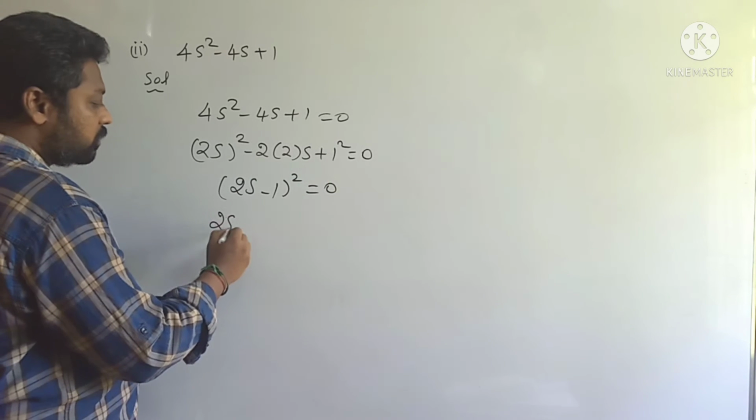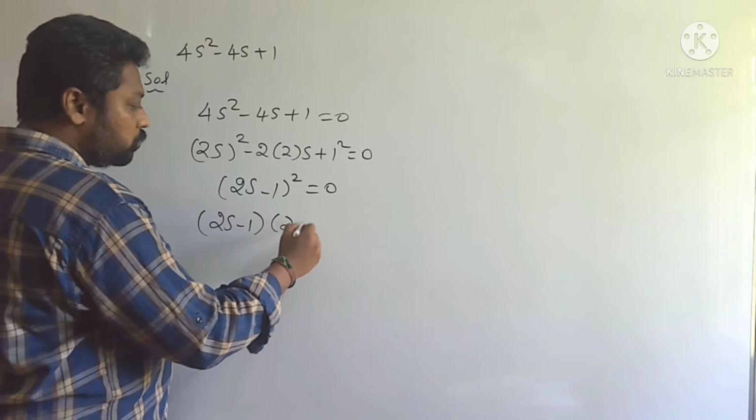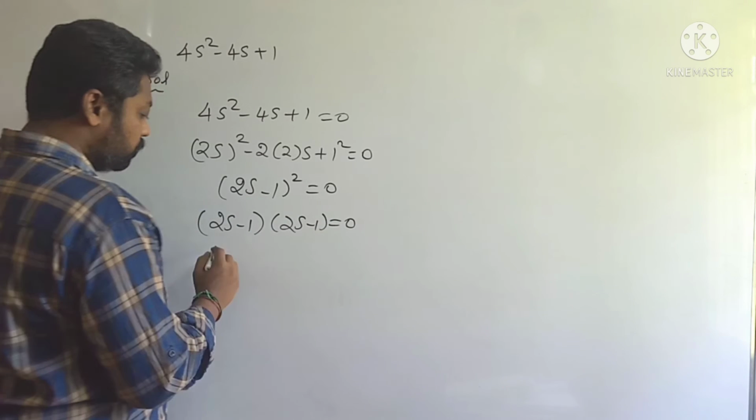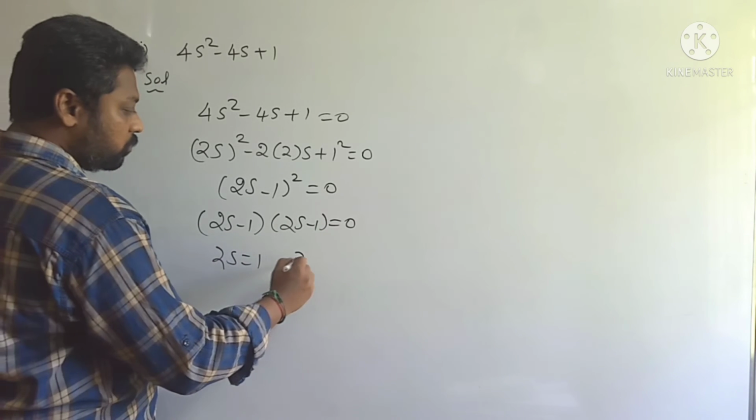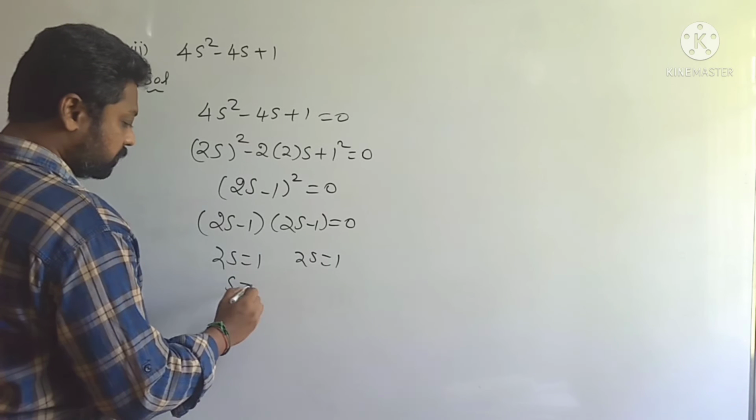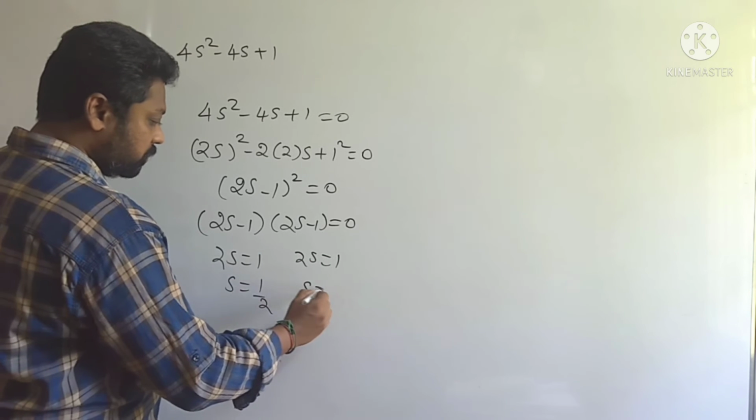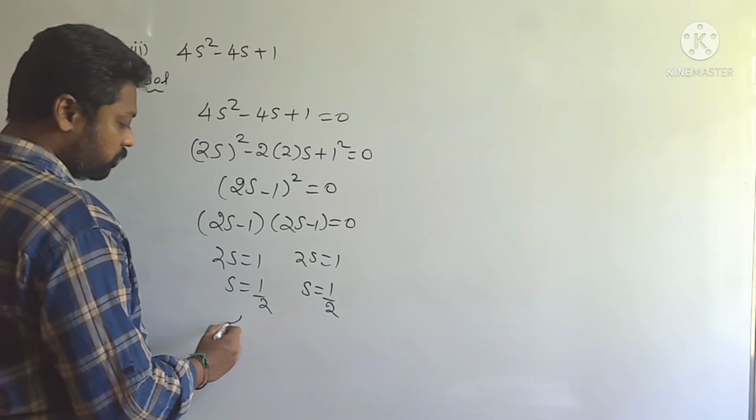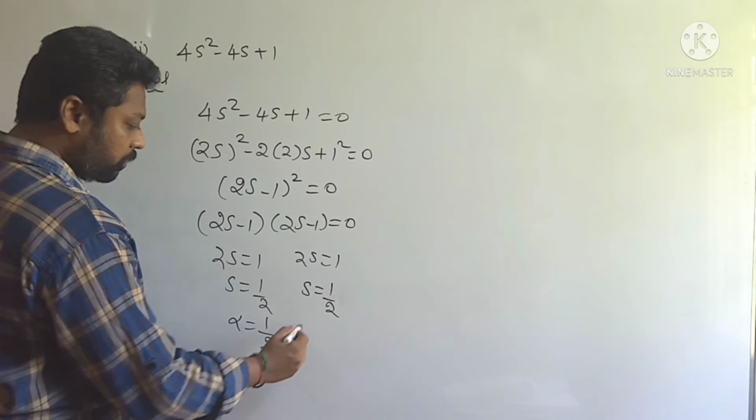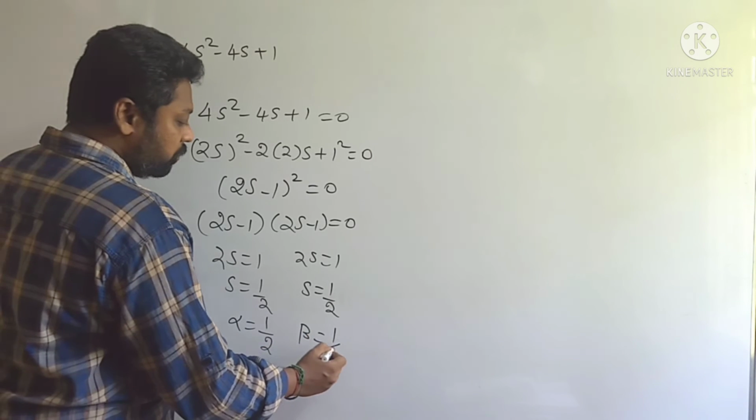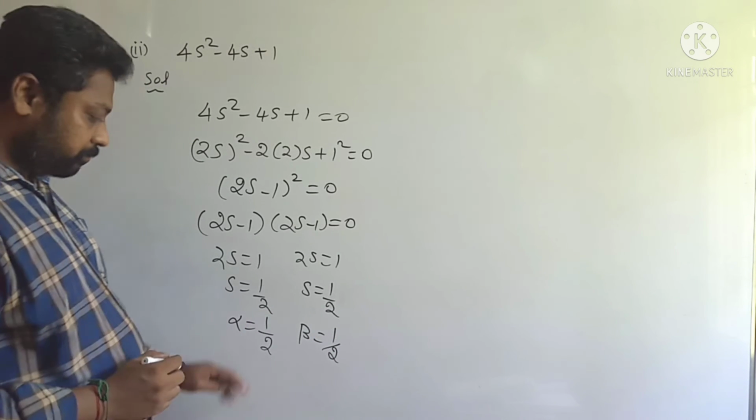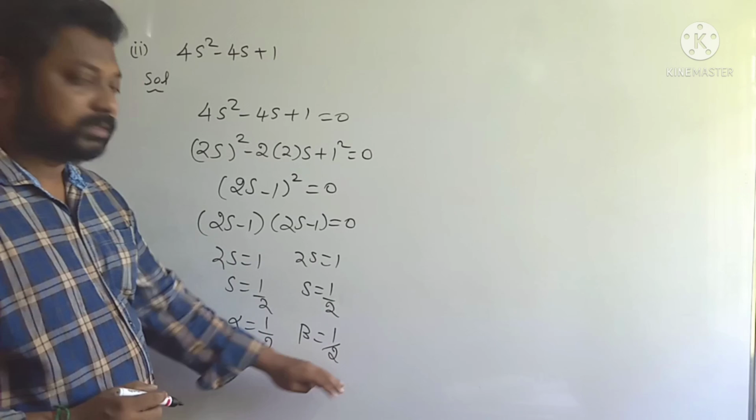Therefore 2s minus 1 into 2s minus 1 equal to 0, 2s equal to 1, so s equal to 1 by 2. So alpha is 1 by 2, beta is 1 by 2. We are getting the same root. So this is alpha and this is beta.